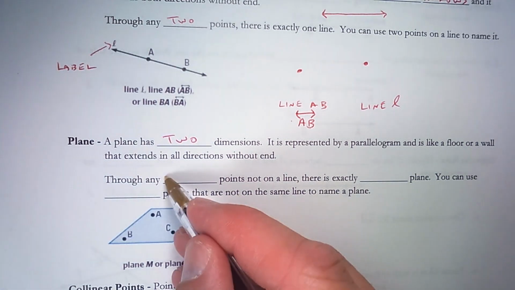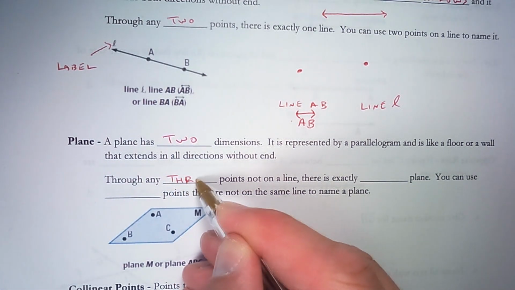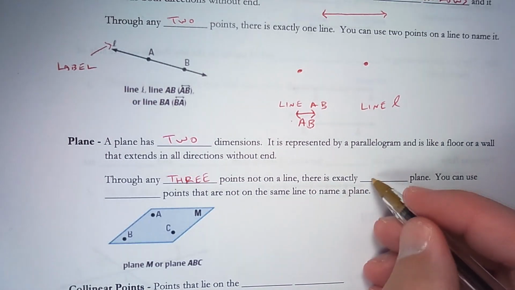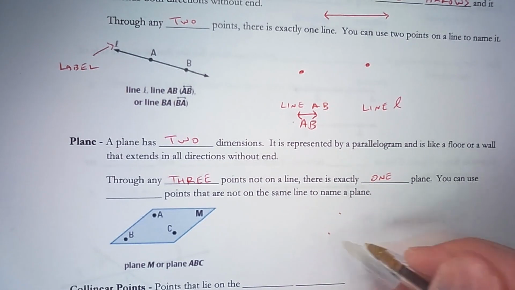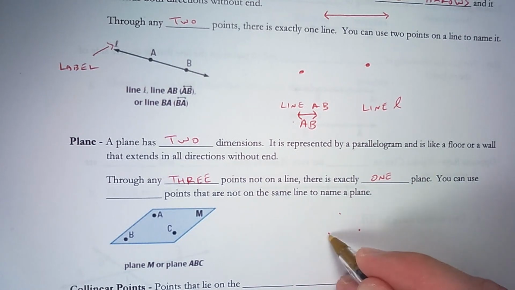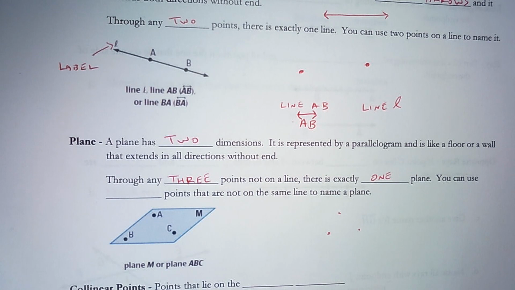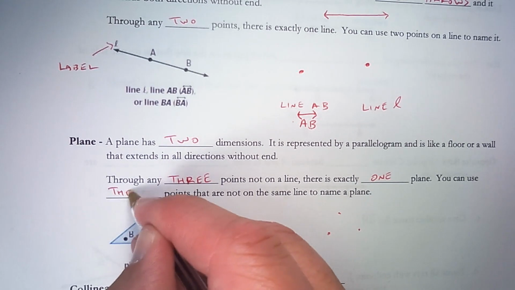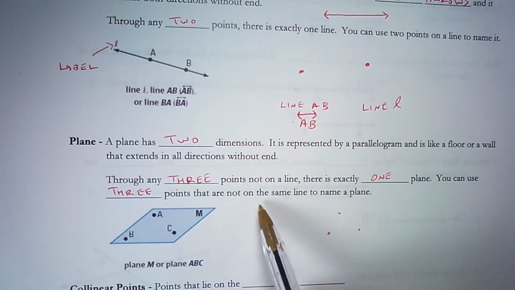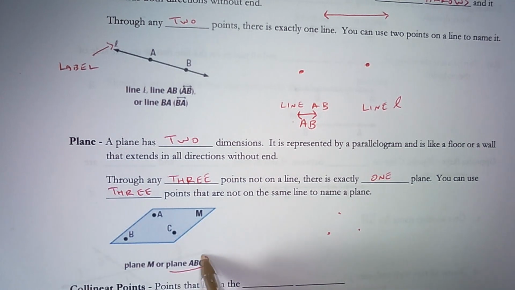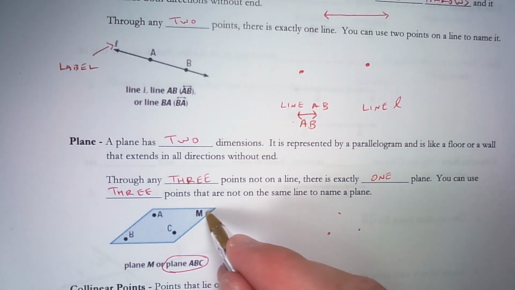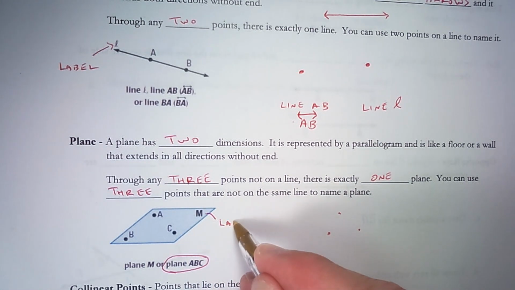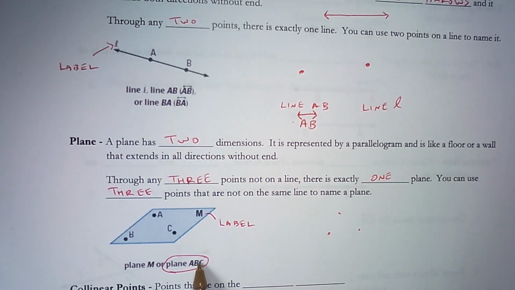Through any 3 points, not all on the same line, there is exactly one plane. So if I put 3 points, there is one plane, no more, no less, that contains those 3 points. You can use 3 points that are not on the same line to name a plane. So this right here, I can call plane ABC, or notice there's no dot by M, so M is not a point, M is a label. I can name the plane by 3 points in the plane, or I can just call it plane M with that label.